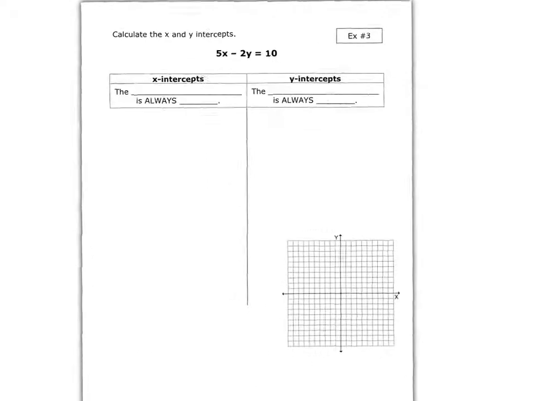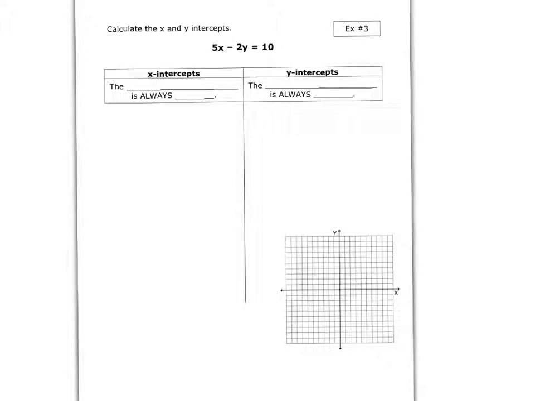All right. Okay, I want you to go ahead and do the same thing with this graph and see if you can find the x and y intercepts. Okay, remember, go ahead and fill this in. This definitely will help you when you are solving for the intercepts.